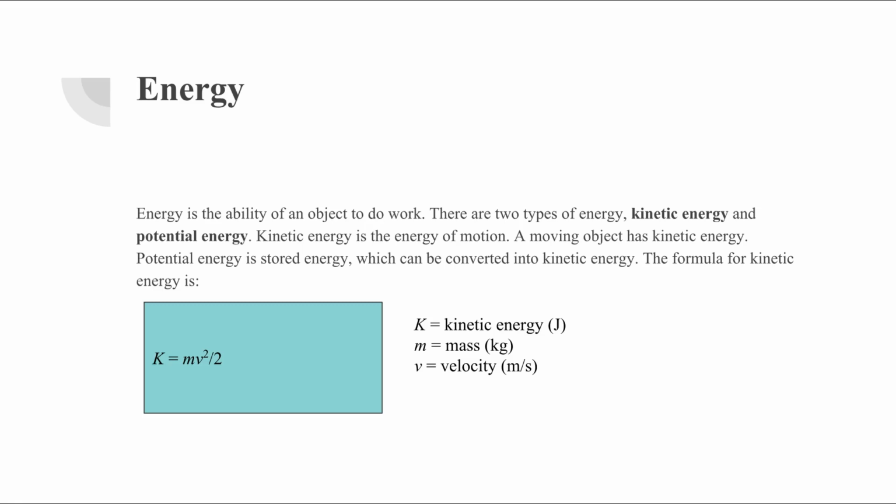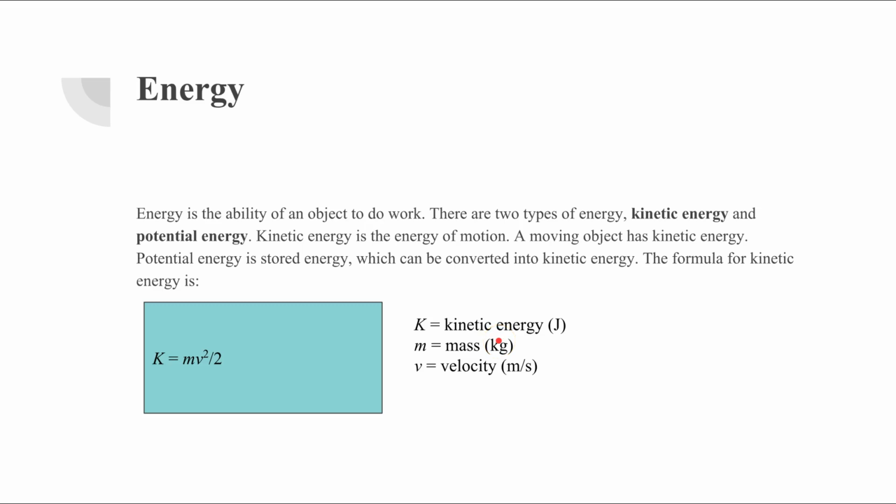Kinetic energy is the energy of motion. A moving object has kinetic energy. Now, potential energy is stored energy, which can be converted into kinetic energy. The formula for kinetic energy is this. Kinetic energy, K, equals mv squared over 2, where K is the kinetic energy in joules. Notice it's the same unit as work, and this is not a coincidence. We'll see why a bit later. m is mass in kilograms, v is velocity in meters per second.